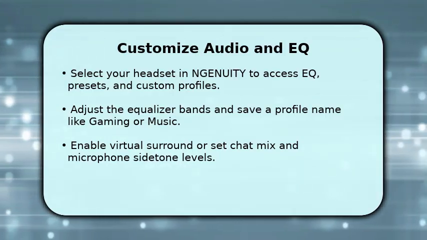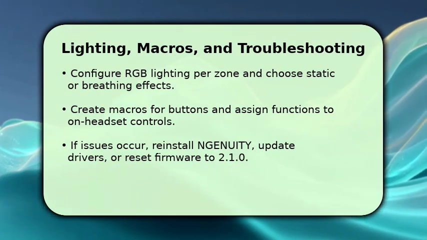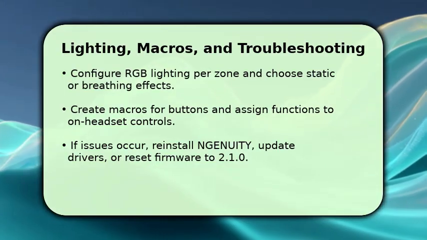Configure RGB lighting per zone and choose static or breathing effects for visual customization. Use the color picker and adjust brightness percentage to match your setup.